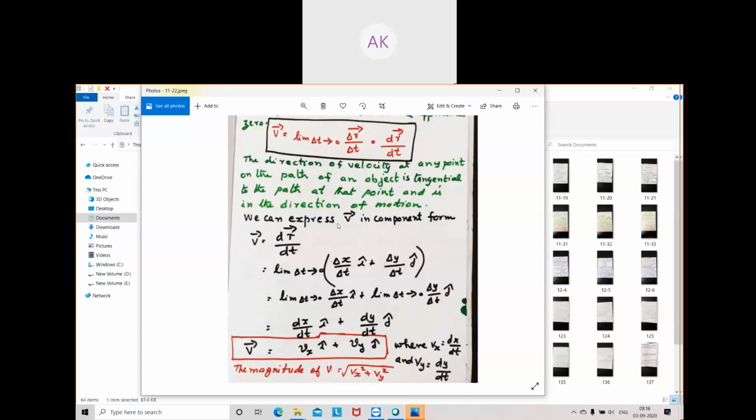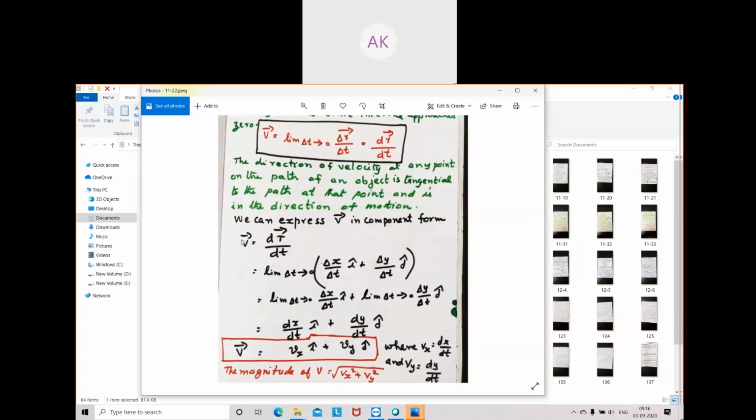You can see we can express V in component form. Whenever you talk about velocity in 2 dimensions, it will have 2 components. Whenever you talk about displacement, it will have 2 components, x component and y component. So all vector quantities, velocity, acceleration, all have 2 components in 2-dimensional motion. Now we are going to express velocity in component form.